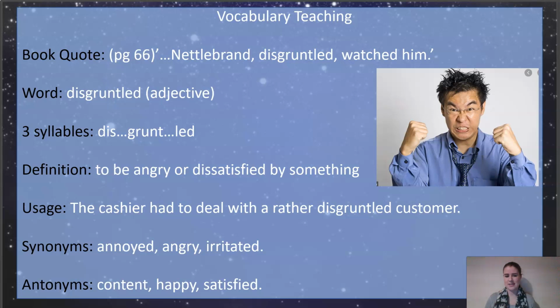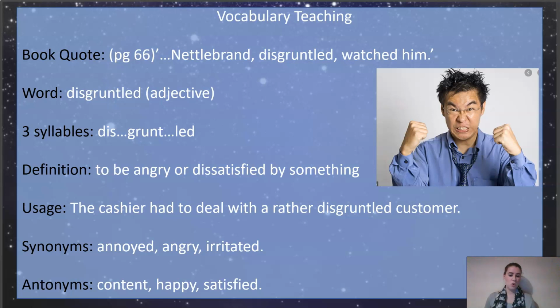Now if I put it into another sentence for you, the cashier had to deal with a rather disgruntled customer. So imagine a customer's rocked up at the shop and wants to exchange something, but they've not brought their receipt back. And the cashier says, well, I'm very sorry, but unfortunately we can't return anything unless you have proof of receipt. And the customer gets very angry, very cross, very irritable, because their situation or problem isn't being dealt with. And they've got a whole host of reasons and other things to explain why they're there.